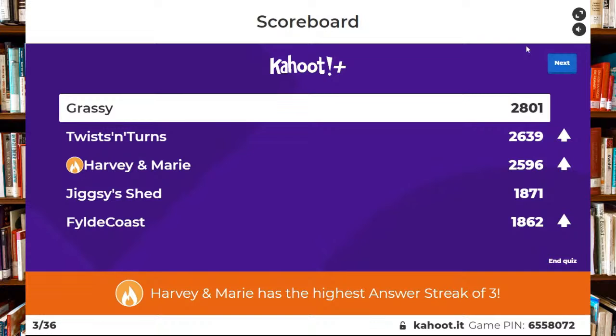Grassy stays in first place. Twists and Turns rushing up there. Harvey and Marie, Jigsy Shed, and Filed Coast coming up as well. So lots of gains there. Harvey and Marie has the highest answer streak of 3, which means you've got all 3 questions right so far. So well done. Absolutely brilliant.